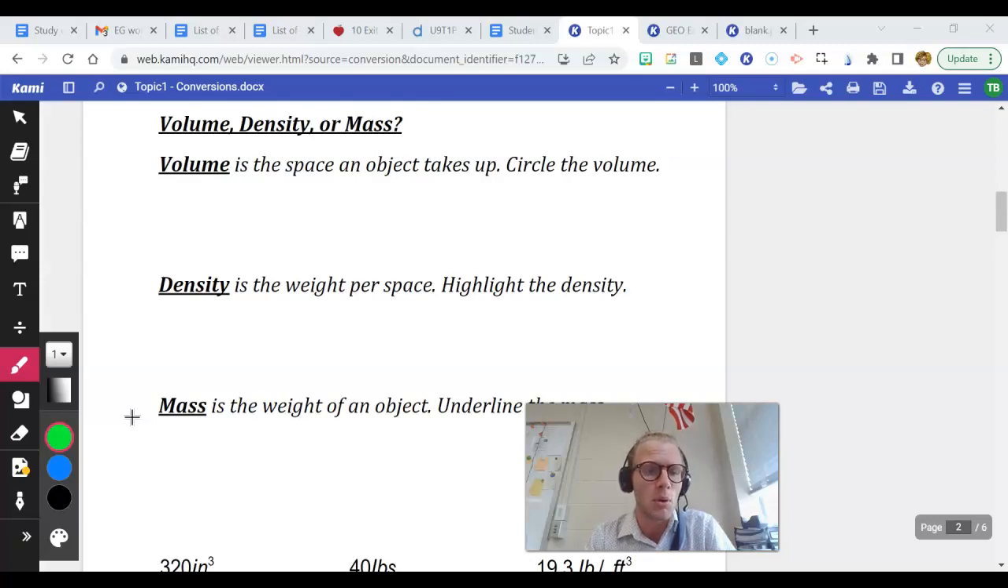So, the important thing is that you are going to be able to look at a number and its units and tell what it is talking about. So our three types of things that we're going to be working with are volume, which is the amount of space that something takes up. Density is the weight per space. So, how many pounds are in X number of liters. And then mass is just the straight up weight of that object. Okay, so volume is the amount of space that it takes up.